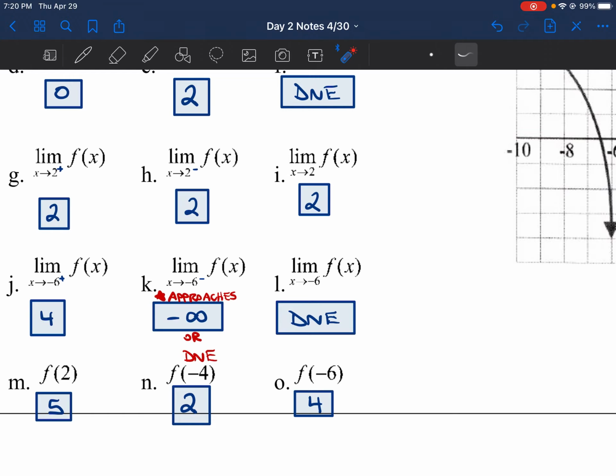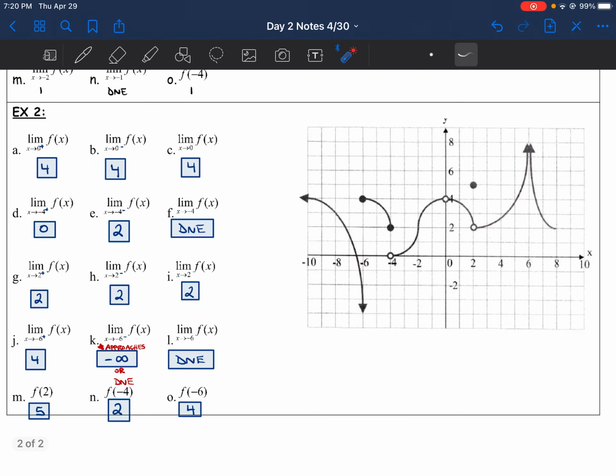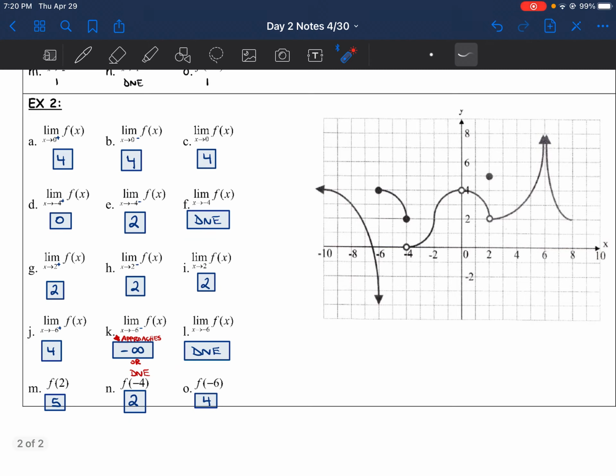So I would be okay if you either said the left-sided limit approaches negative infinity, or if you just said it does not exist. I'm fine with either one. Okay, but again, here's the answers to example 2. Make sure that you have these down. So this has been Limits Graphically, and I'll see you in the next video.